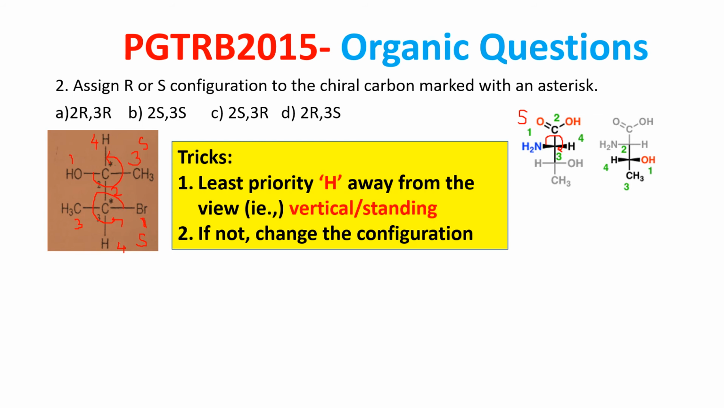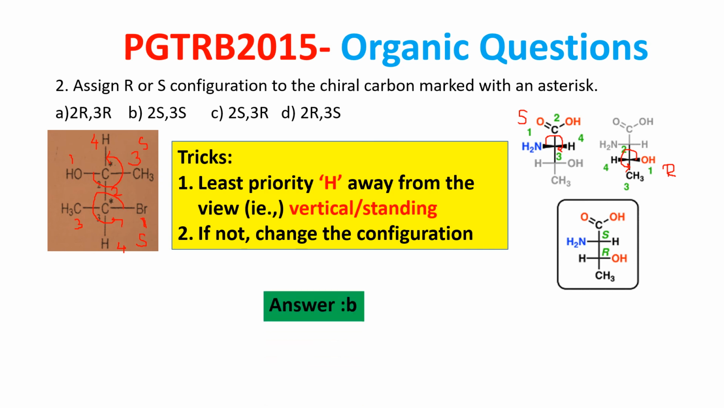And for this carbon, this is 1, that is 2, this is 3, and this is 4. So this should be anti-clockwise, so this should be S. Actually, this hydrogen is not away from the view, so instead of S, we need to write this as R. See the answer for this question: this is S and this is R. We are changing the configuration because of these two hydrogen atoms. Keep that in mind; this is the main trick. The answer for this question is B.